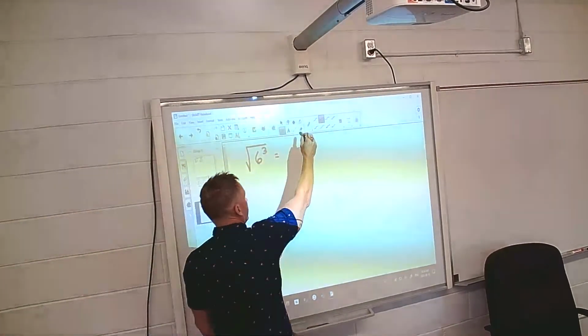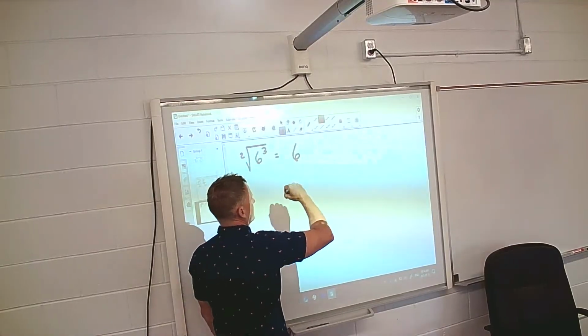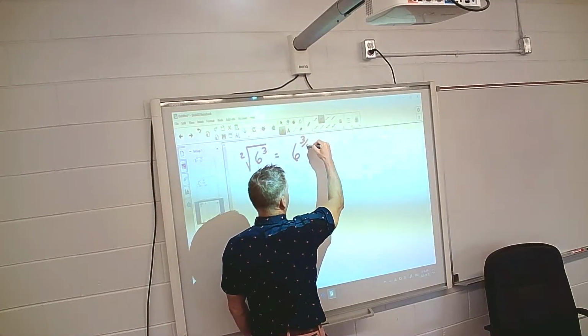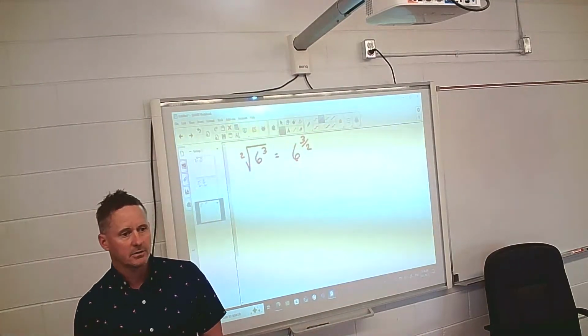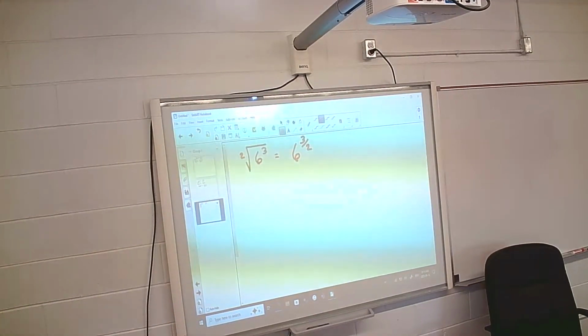Right. Remember, the index value has to go on the bottom of the fraction. That index value right there goes on the bottom of the fraction. 6 to the 3 over 2. Okay?